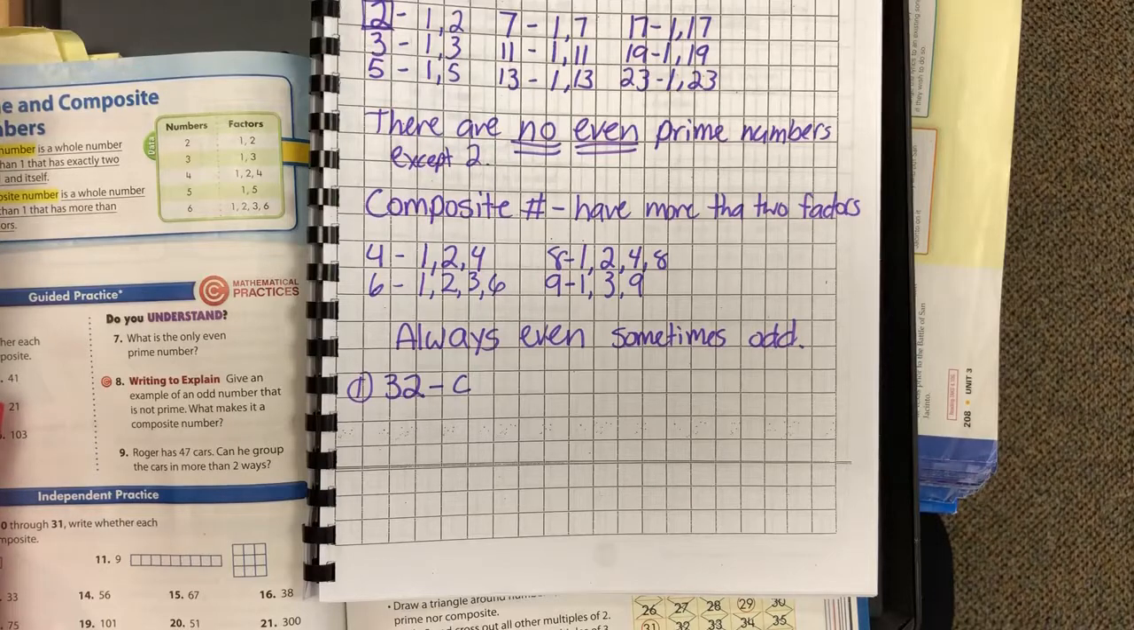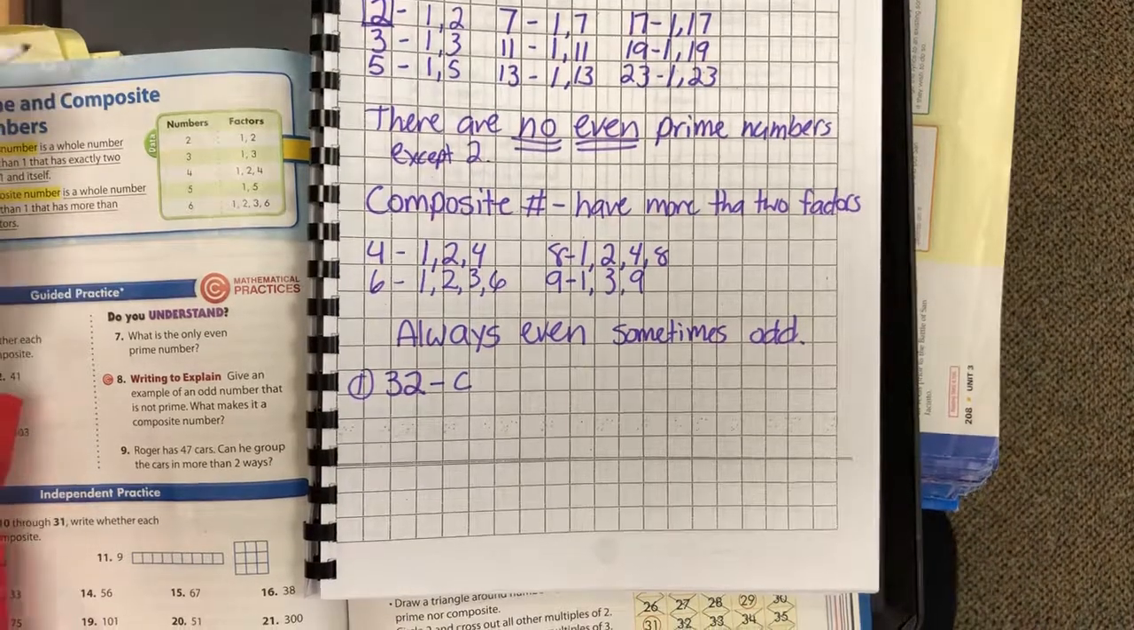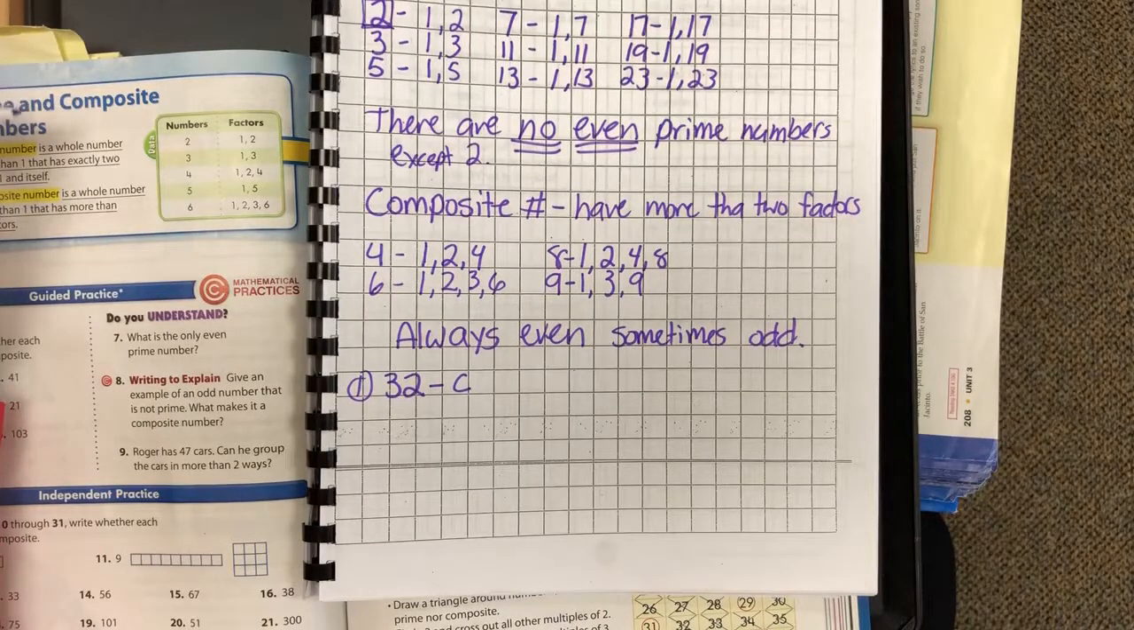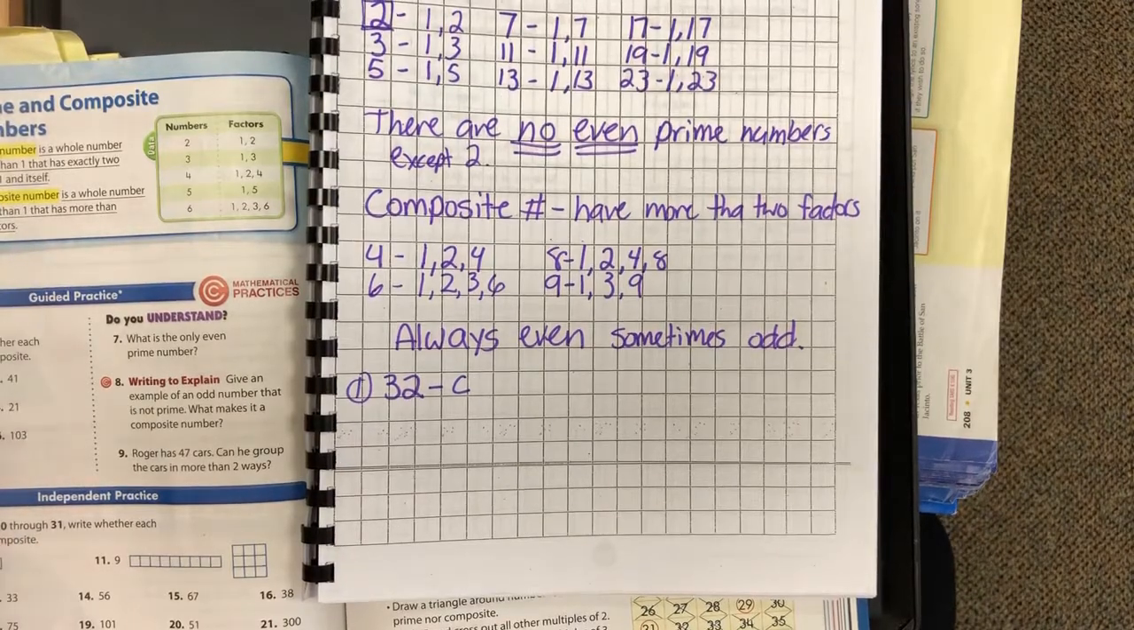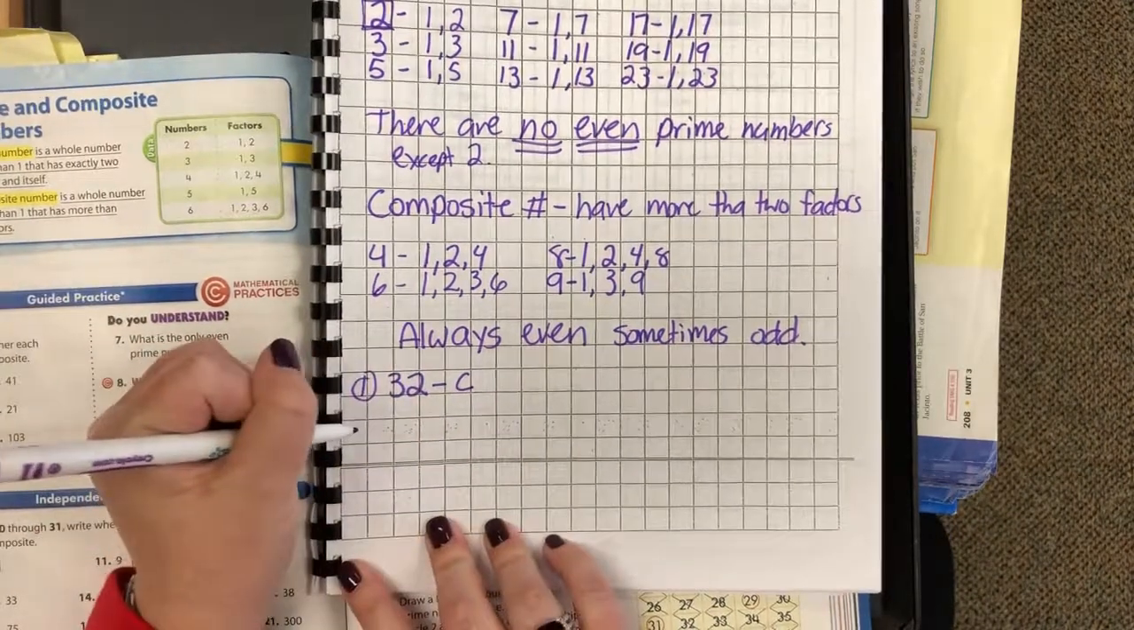I don't care if it is 2,348,578, even number, composite. What if it's just 2? If it's just 2, you know what 2 is. 2 is prime. The only one.